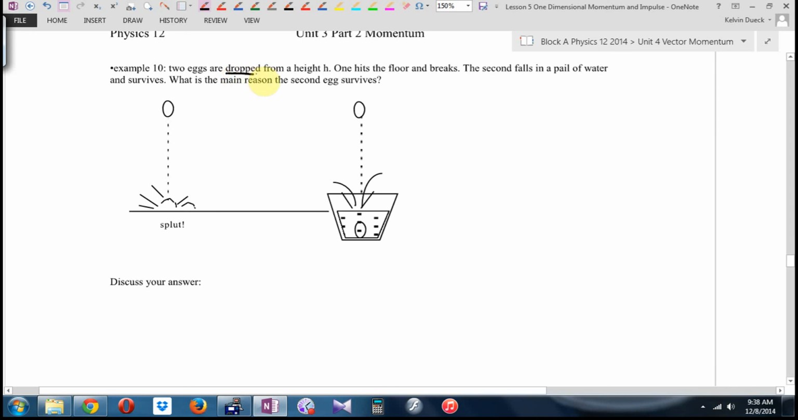The fact that we're dropped, what's Vi? 0. And what's Vi? 0. Are they both falling the same height? So what can you tell me about their impact velocity? If we compare their impact velocities to each other, they are the same. So you know what? Let's also say same Vf.